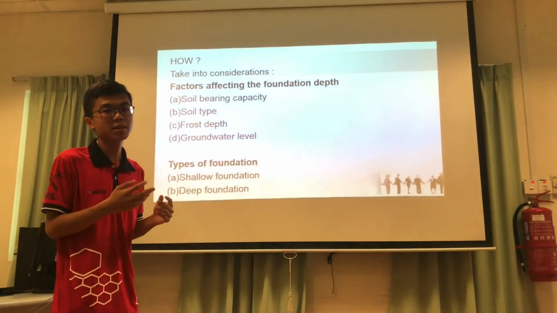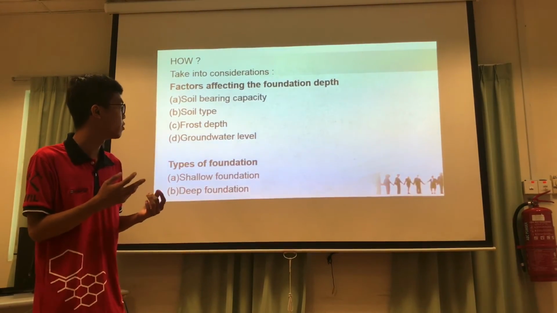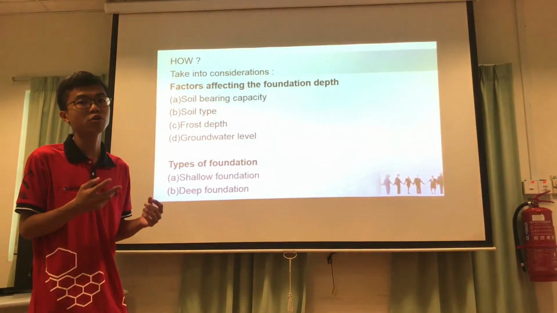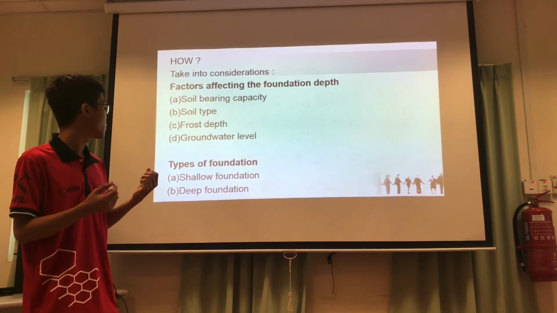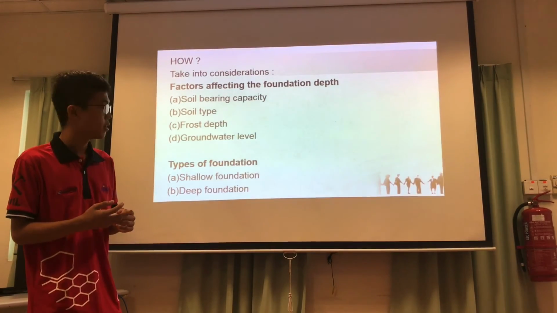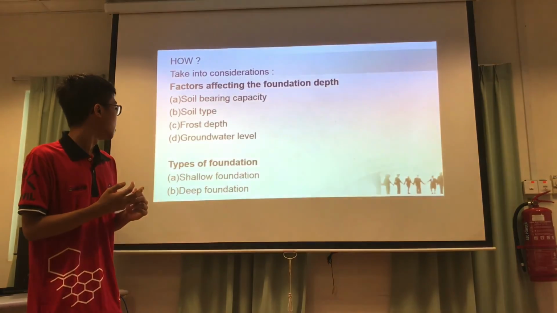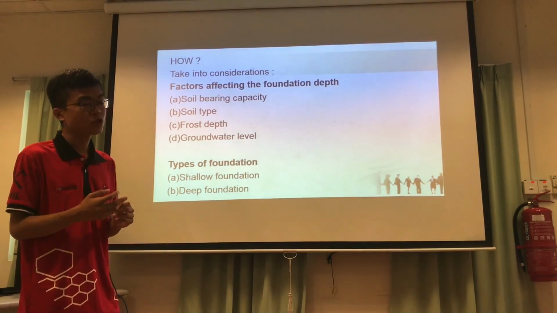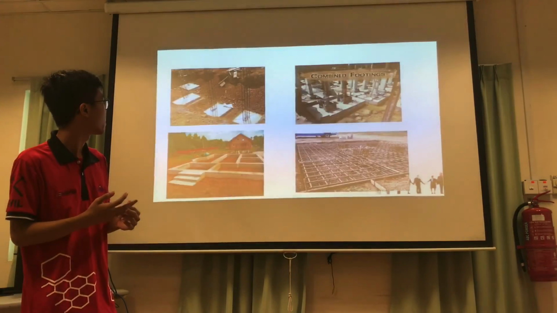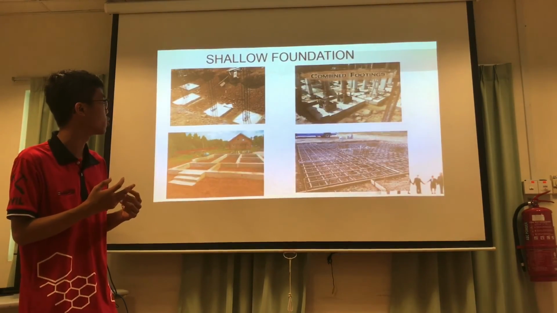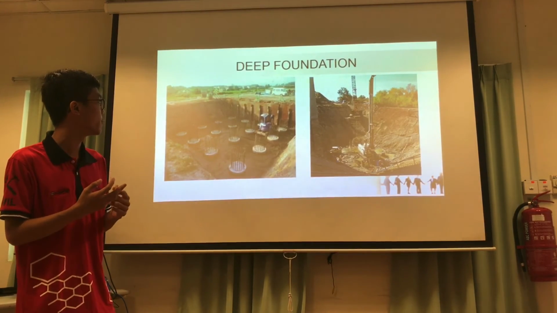After that, they have a meeting among their team to discuss the type of materials and the type of foundation they are going to use in the construction. Basically, there are two types of foundation. The first one is the shallow foundation, which is normally used for normal residential buildings, and the second is the deep foundation, which is used for high buildings or skyscrapers. Here we have examples of shallow foundation on the slides. You can see the examples of deep foundation.